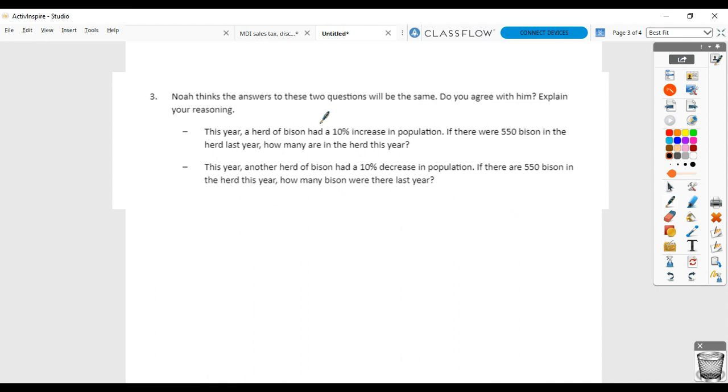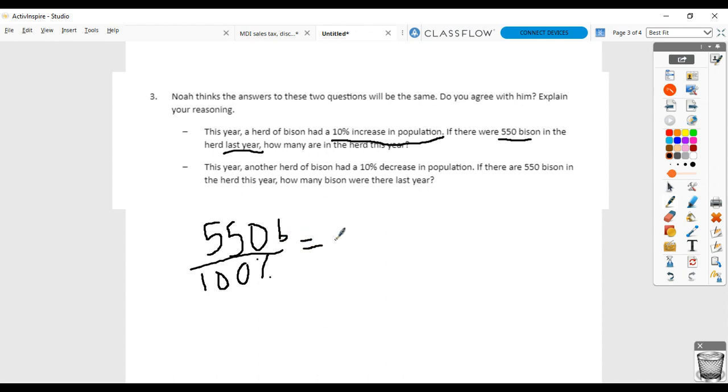This year, a herd of bison had a 10% increase in population. If there were 550 bison in the herd last year, how many are in it this year? So let's start with last year. How many bison did I have? 550. And if that is my starting point, we know that gets 100%. I should put 550 bison. So it is a proportion, so line equals line.